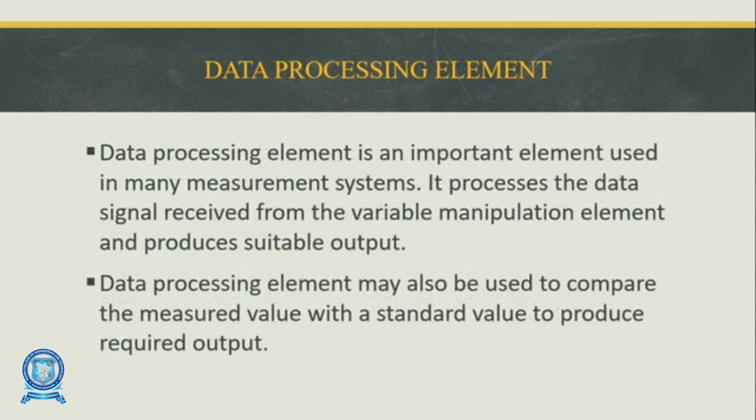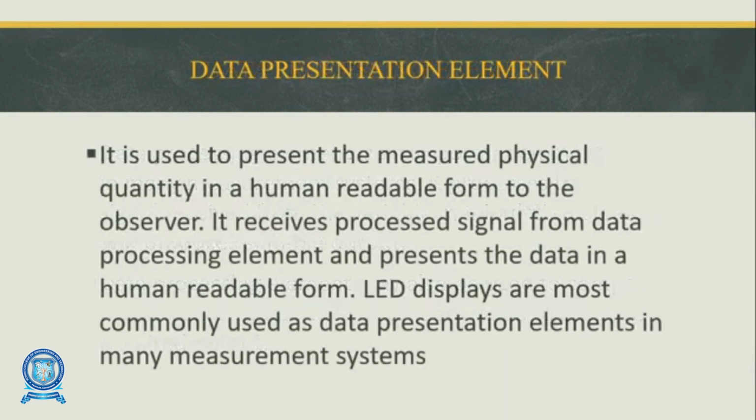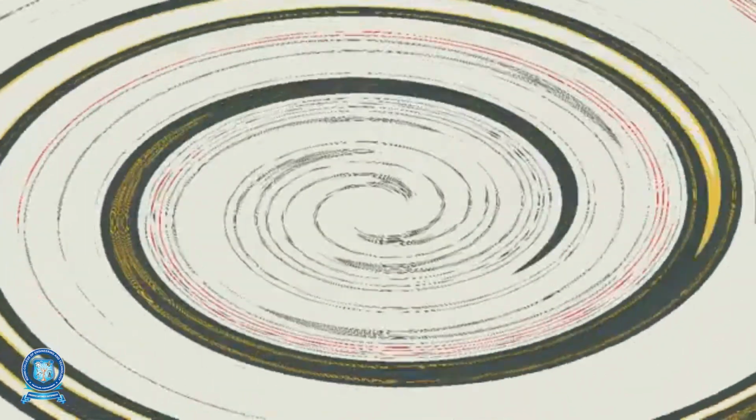Okay, next one is the data processing element. It is an important element used in many measurement systems. It processes the data signal received from the variable manipulation element and produces the suitable output. And next one is the data presentation element. It is used to present the measured physical quantity in a human readable form to the observer. It receives the processed signal from the data processing element and presents the data in a human readable form. LED displays are most commonly used as data presentation elements in many measurement systems.